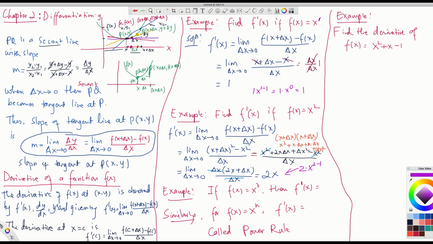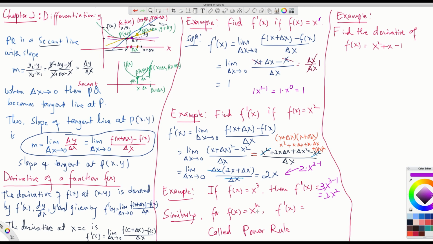Similarly, if you have f(x) equals x cubed, then if you do exactly the same technique, you will have (x plus delta x) to the third minus x cubed, divided by delta x. Then you multiply it out: (x plus delta x) times (x plus delta x) times (x plus delta x), three times like that. If you expand that, you will get this. Because there is 3, the 3 goes to the front, and then you write x to the 3 minus 1. That will give you 3x squared if there is x cubed.